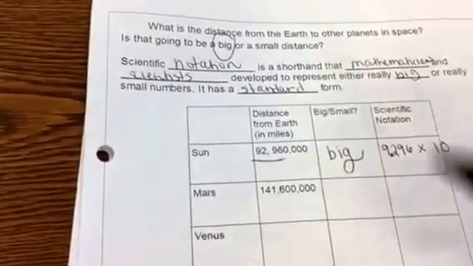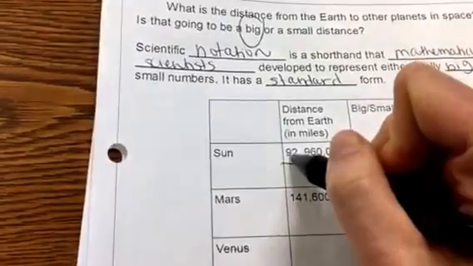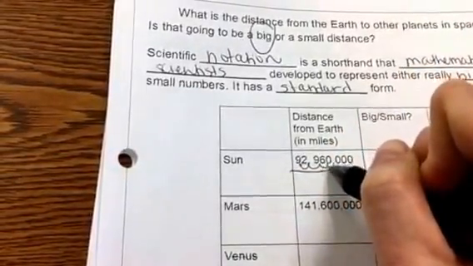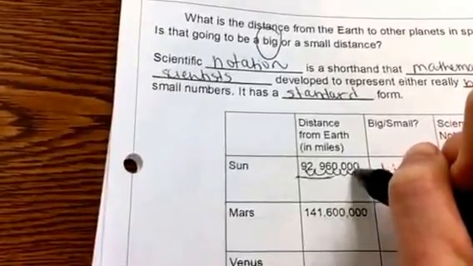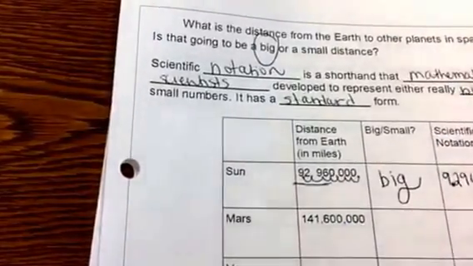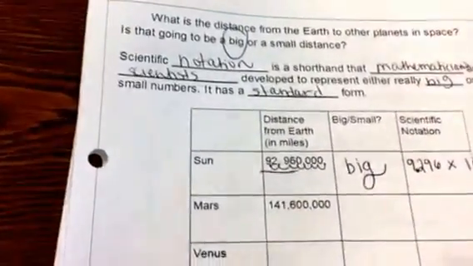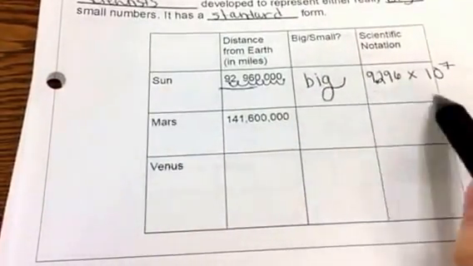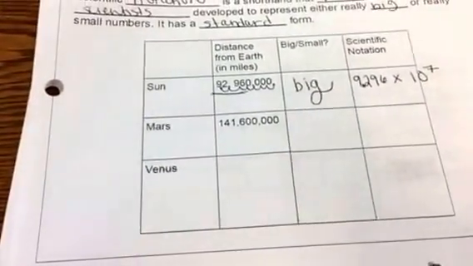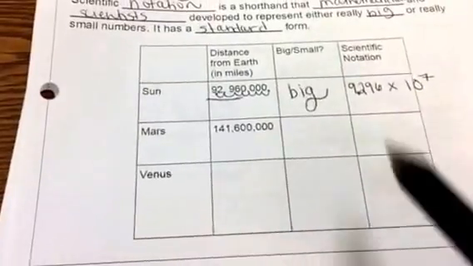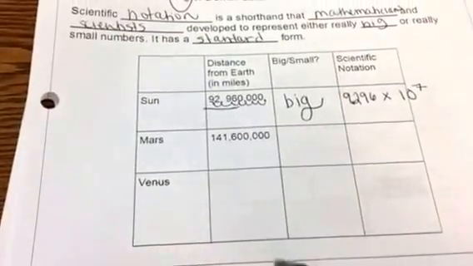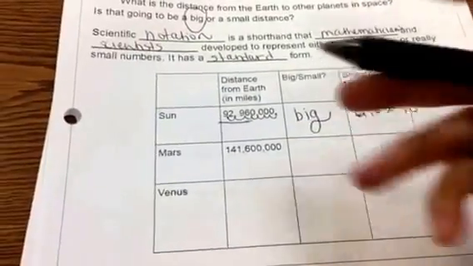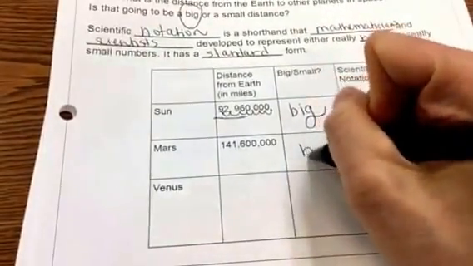Well, I can count my place value. So my decimal point is here now. So I can count 1, 2, 3, 4, 5, 6, 7 places over to the right. 9.296 times 10 to the 7th power. So both of these numbers are the same. I've just written this in shorthand, in scientific notation, so I don't have to get confused by all of these zeros.